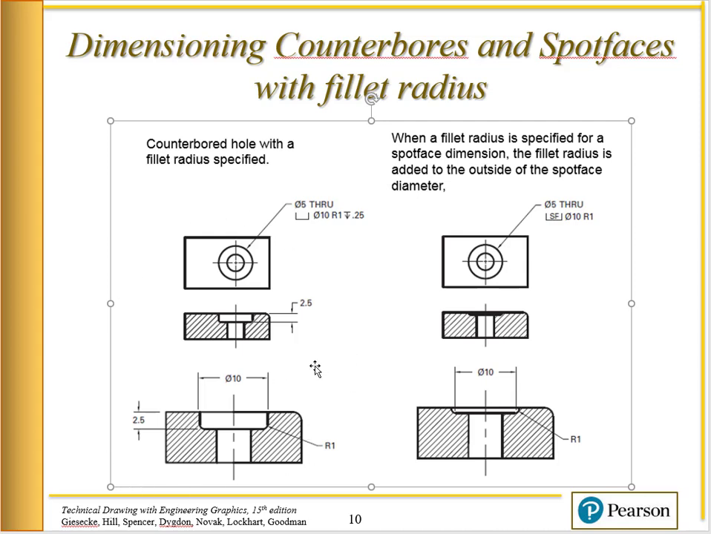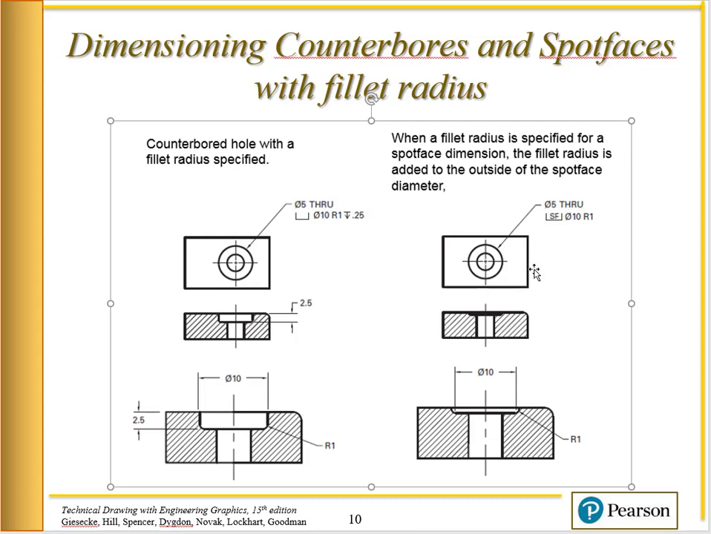What we're showing here is different ways to dimension this, or what it means. I like using the symbols. This is how I want you to dimension counterbores if you have to use a radius. This one shows you what it means. I don't like this one. So this is just what it means.